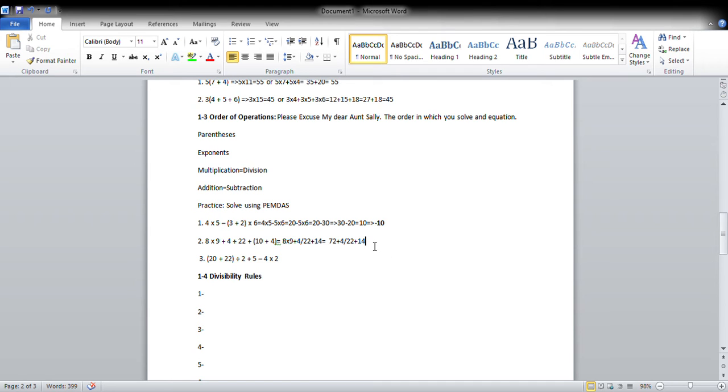Now, here's the hard part. You have to do this and divide it. But for this one, we are going to leave it as a fraction, which is a trick I like to use. And so we can just add this all. So, as stated in the commutative property, we can change the order of the numbers. So we can change this to be 72 plus 14 plus 4 divided by 22.